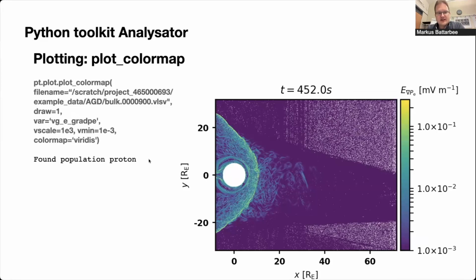The other stuff that we've done here is, apart from setting the variable, we have set the scaling factor. Because Vlasiator uses SI units internally, the electric field will be volts per meter. But these values are very small, so we scale them up by 1e3, which means that the unit becomes millivolts per meter. And it is reflected here in the color bar title. We've set the minimum value to 1e minus 3, as you can see here. That means that these white dots here are zeros.